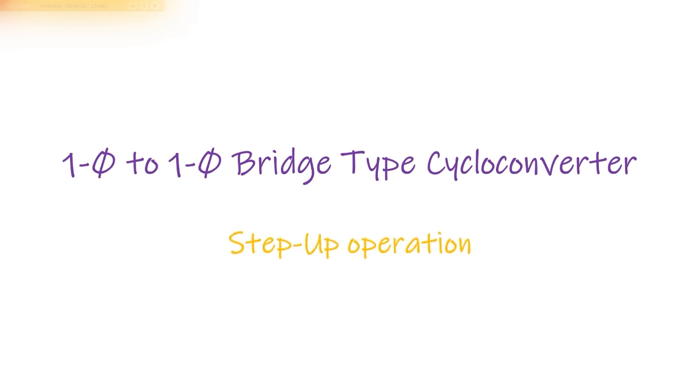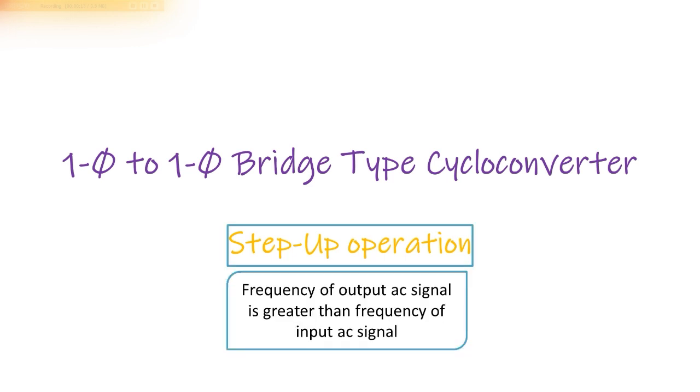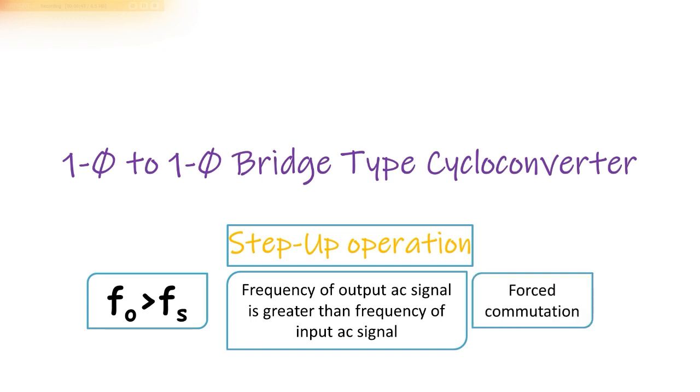This video presentation is on step-up operation of single-phase to single-phase bridge-type cycloconverter. In step-up operation, the output frequency is greater than input frequency. So, Fo will be greater than Fs. Remember this. In step-up operation, the frequency of the output AC signal is greater than the frequency of the input AC signal. In this type of cycloconverter, we have to employ forced commutation. Why it is required, we'll come to this later.